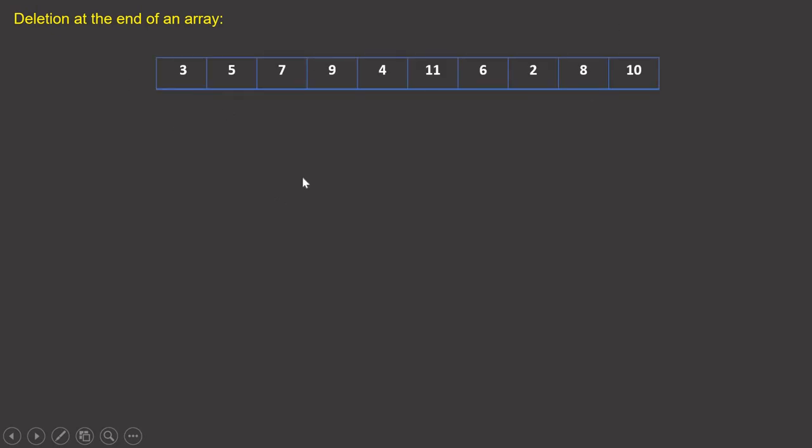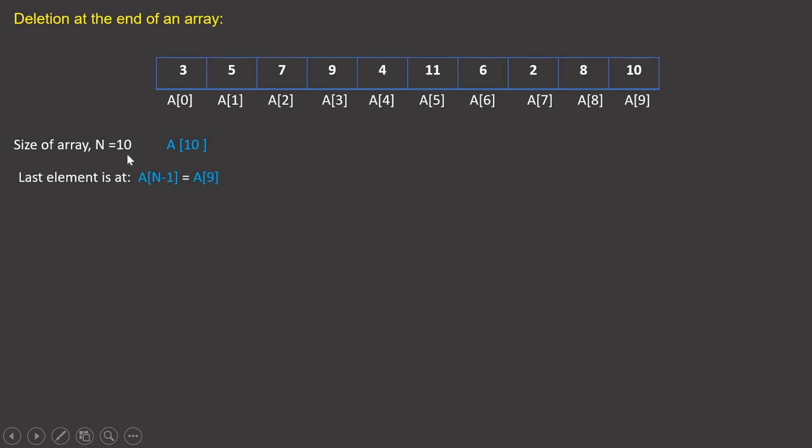So let's say we want to delete the value from the end of the array. So this is the array and these are the indexing, and the size of the array n is having value 10, or the last element is at n minus 1, which is a9, right? So let's say I want to delete the value at the last index number. So last index number will be at n minus 1. So I will have to delete this value.